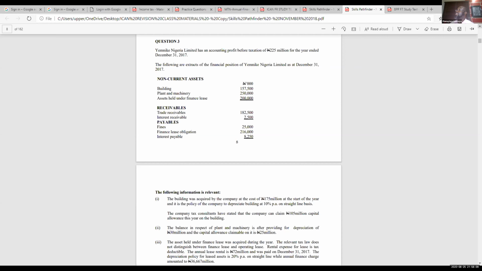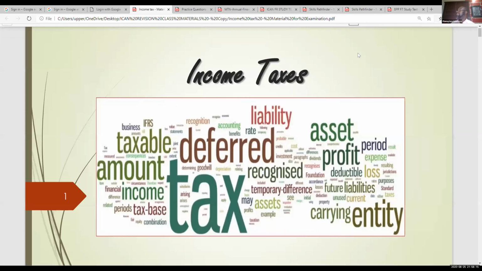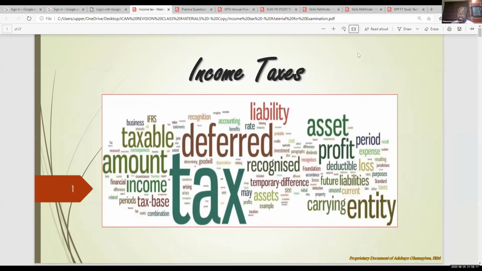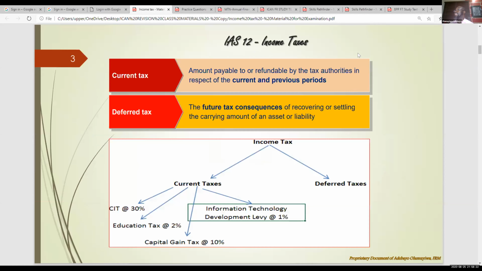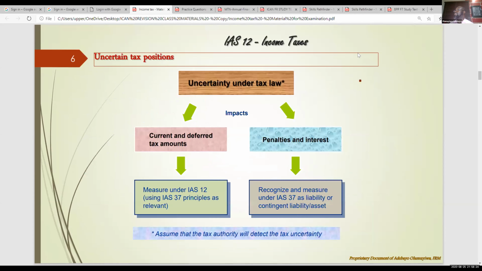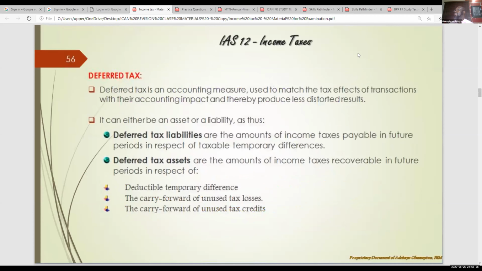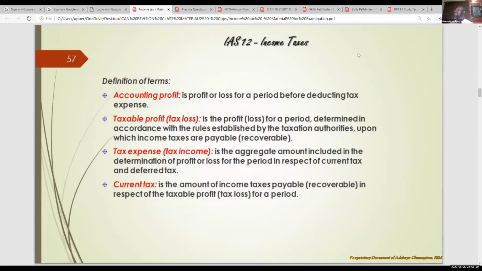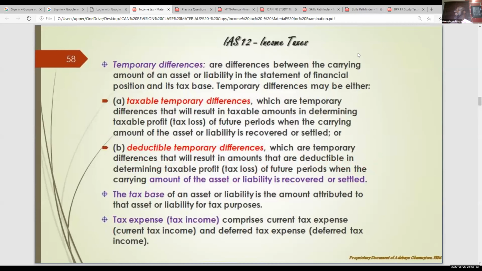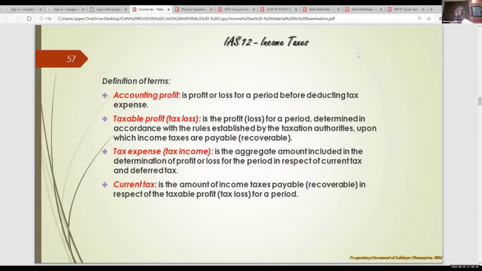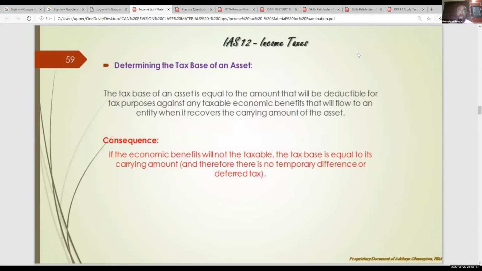Now, what we are going to wrap up with tomorrow is this. Let's go back to our PowerPoint material. I think I've shared it with you. Now I've shared it on the screen. What we are going to look at tomorrow, we've looked at all this. Tomorrow we are going to look at tax base. What is the tax base of an asset and liabilities?